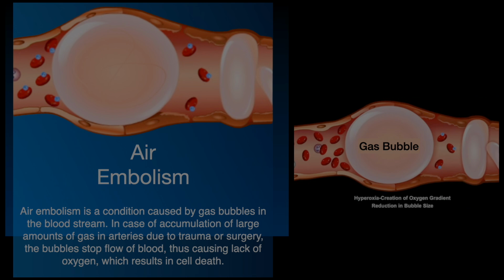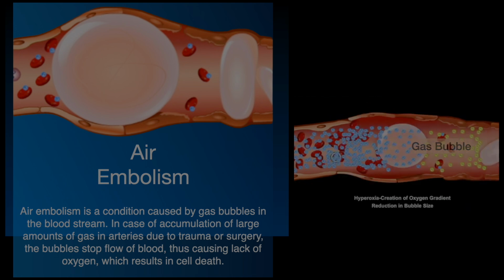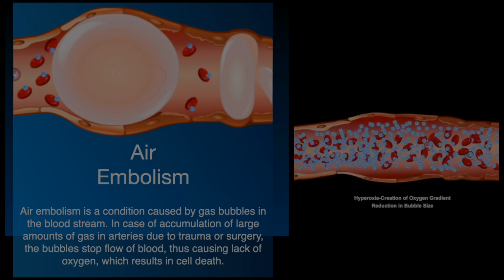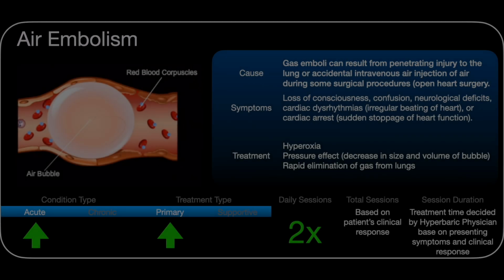Air embolism is a condition caused by gas bubbles in the bloodstream. In case of accumulation of large amounts of gas in the arteries due to trauma or surgery, these bubbles can stop the blood flow, thus causing a lack of oxygen, which results in cell death. Air embolism is an acute condition, and hyperbaric oxygen therapy is considered a primary treatment modality. Gas emboli can result from penetrating injury of the lung or accidental intravenous injection of air during some surgical procedures, for instance, open cardiothoracic surgery.